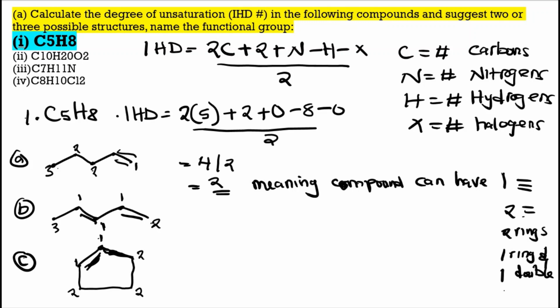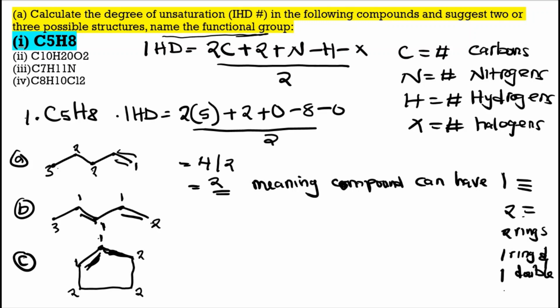We drew them just from knowing the IHD. So if you know the IHD for a compound, you can draw the possible structure of that compound. The other component is naming the functional groups in this compound.